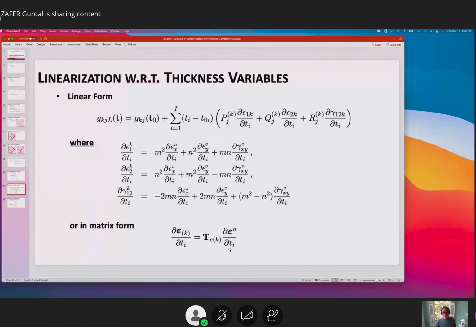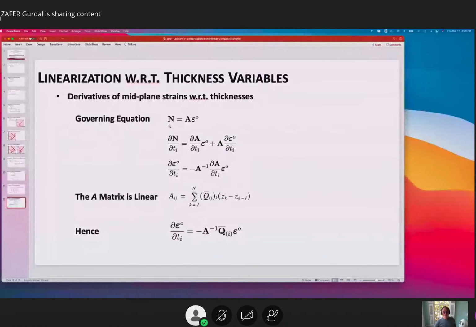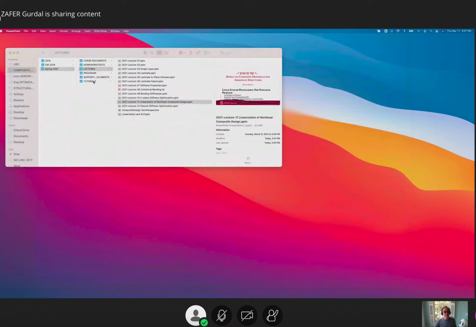And the question is, how do you compute the derivatives of the plane strains? And that was from the governing equation. We came up with an expression like this. This is the key expression that will be needed to make the linear approximation. And the thickness information in there is buried into the A matrix and buried into the epsilon naught. So we will see how this is going to be computed in the tutorial that I'm going to start right now.